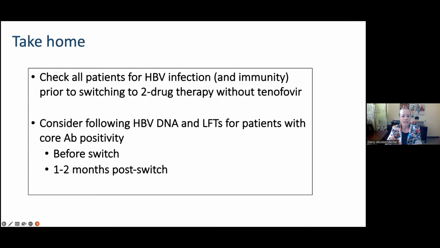So I think take homes from this, again, just a reminder that if you are switching a patient off of a tenofovir-containing regimen or to a 2-drug regimen, make sure they don't have hepatitis B infection and check their immunity. And if they're not immune, vaccinate, probably with Hep B CpG. And then this is a very soft recommendation, but for patients who are core antibody positive, maybe until we have additional data, you could consider monitoring them and following their hepatitis B viral load and LFTs and surface antigen before switching and after switching. But again, this isn't really based on a lot of information.